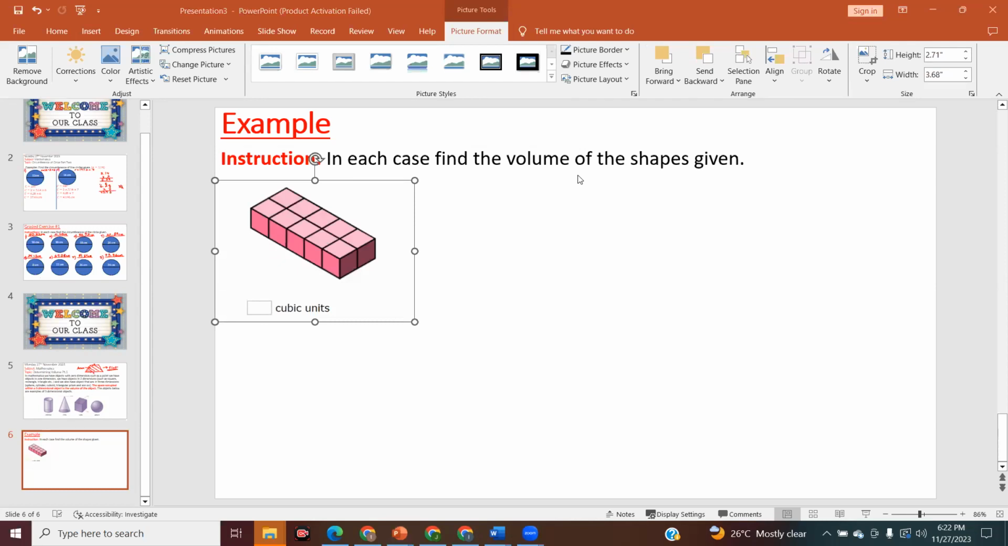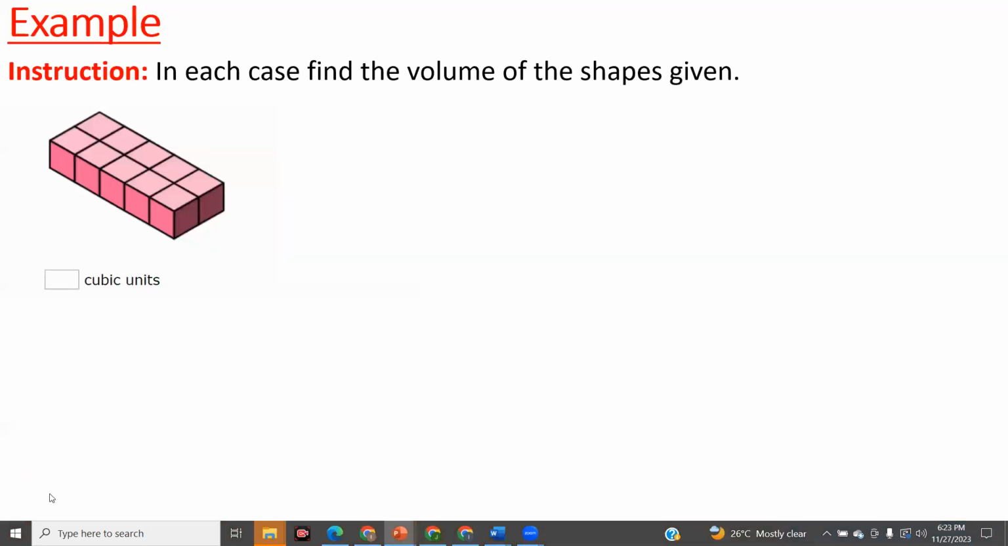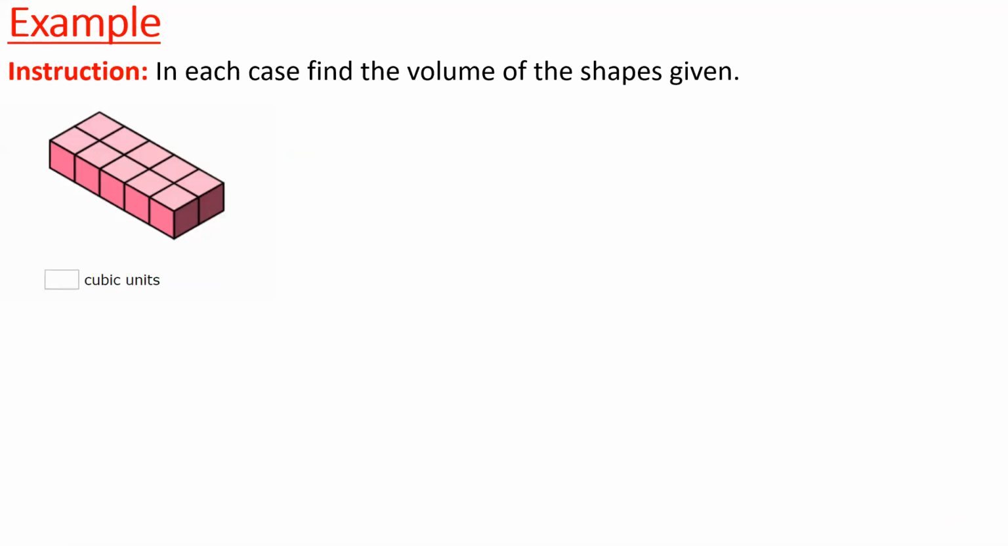So remember, for area, we had to count the number of square units to get the area of the shape. In this case, we have to count the number of cubic units that we have. So let's look at this one. Let's call this number 1. For number 1, can someone tell me what is going to be the volume in cubic units of the shape? What do you think?